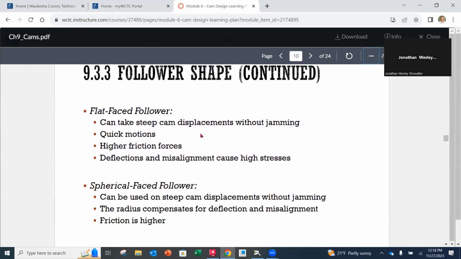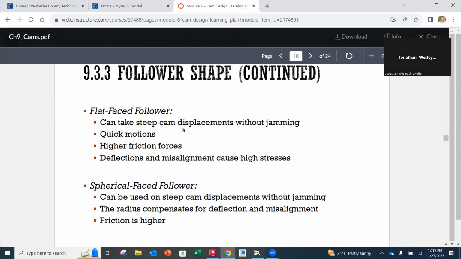The flat face followers can take on steep cam displacements without jamming. They can also take quick motion changes. But they do have high friction forces, and deflection and misalignment can also be caused there as well.